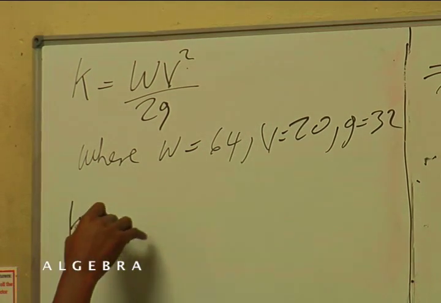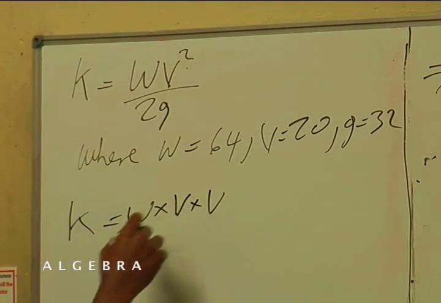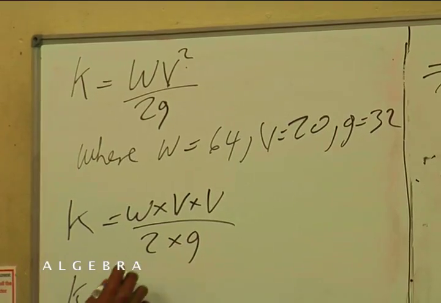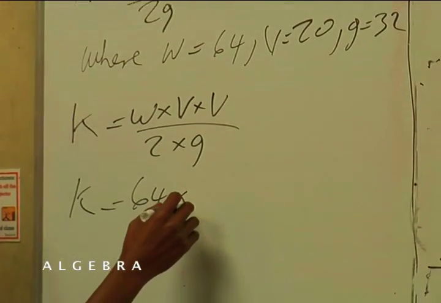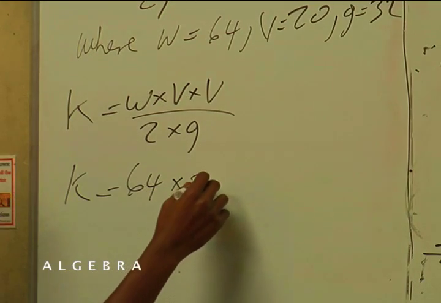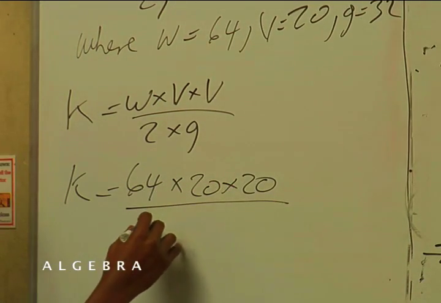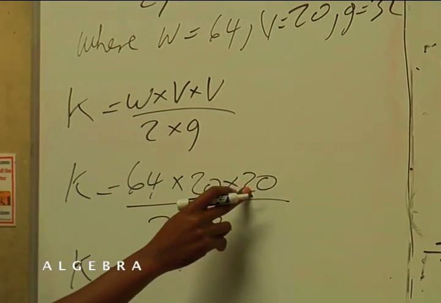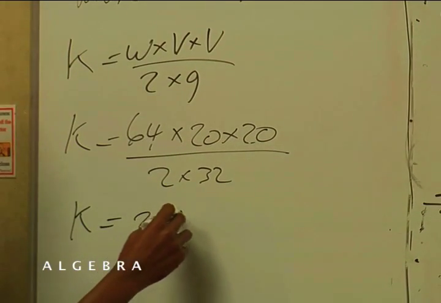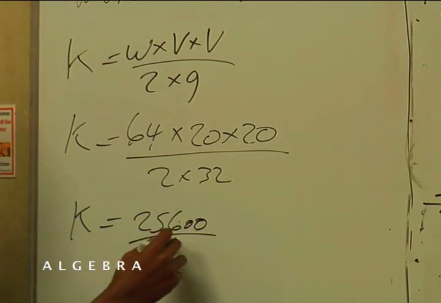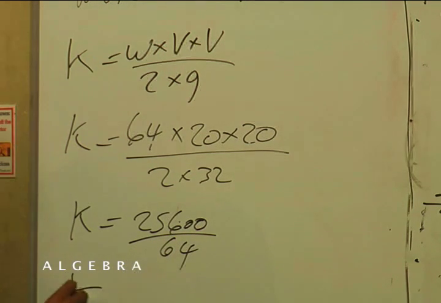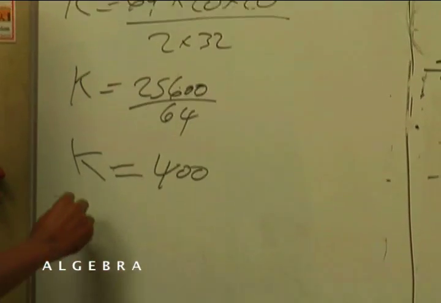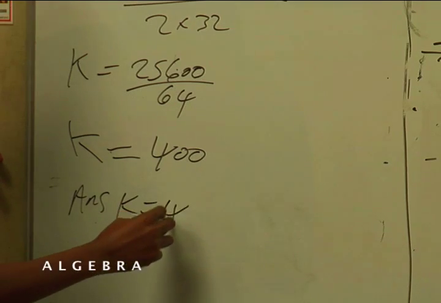Relationship: K equals W times V squared over 2 times G. K equals 64 times 20 times 20 over 2 times 32. K equals how much? 25,600 over 64. The answer is 400. K equals 400 naira.